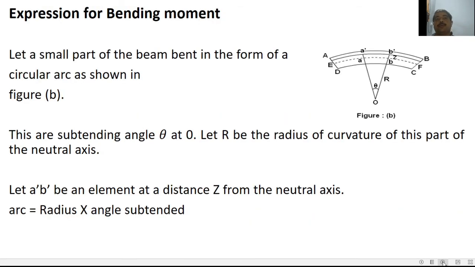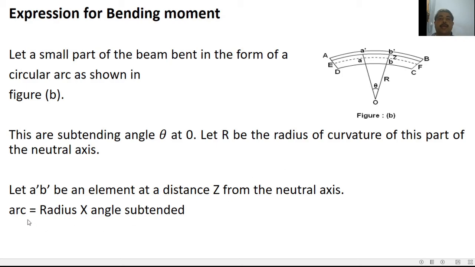Next, we will move on to expression for bending moment. Consider a portion of the beam to be bent into a circular arc. Let R be the radius of curvature of the neutral axis and theta be the angle subtended by it at its center of curvature O. Let A'B' be an element which is at a distance z from the neutral axis.